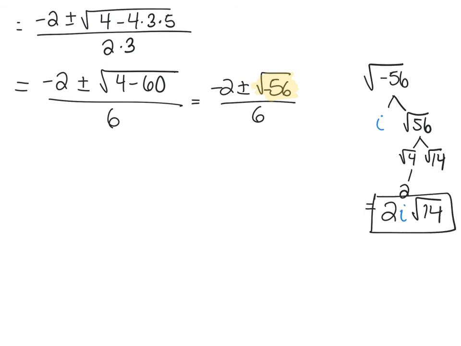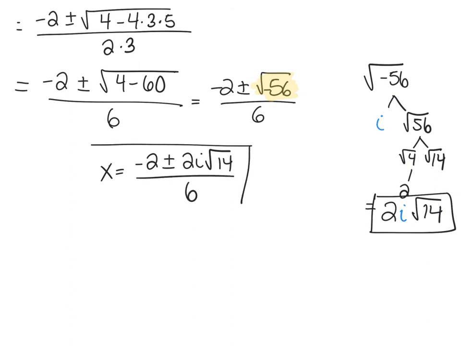So then when I go to write my answer of my complex root, I have x equals negative 2 plus or minus, which means we have two answers here, 2i square root of 14 all over 6. And those are your two answers to your equation written as complex roots or as imaginary numbers.